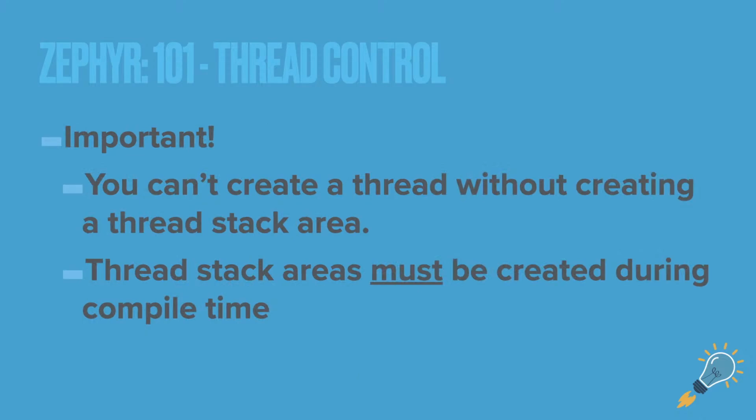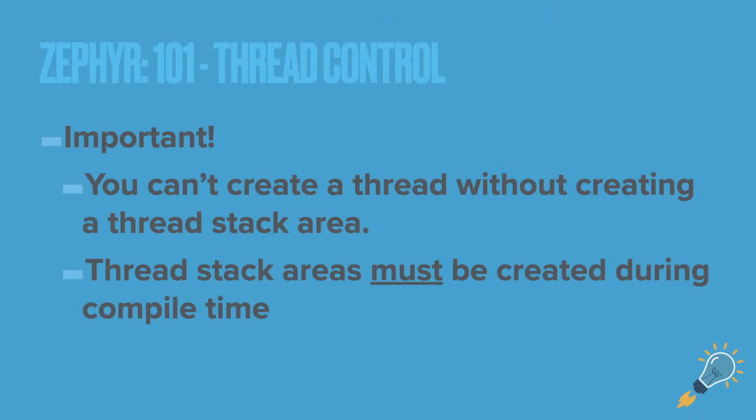The important thing here is you can't create a thread without creating a stack area. So if you're thinking you can just create a thread during runtime and allocate space, it doesn't quite work that way. You do have to allocate some stack space, so when everything compiles together, that's allocated to you at compile time. So whether or not you use it in your code, maybe you don't even start your thread for 99% of the life of your application, it's still allocated to that particular thread. So keep that in mind.